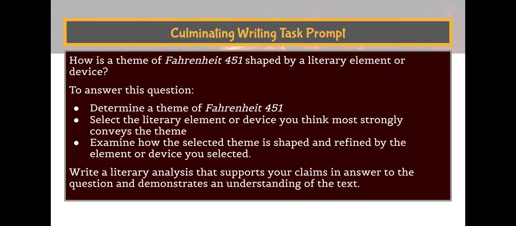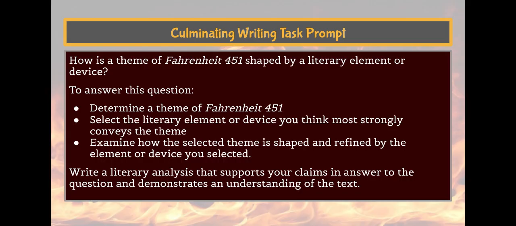Before we dive into this lesson, let's look at our culminating writing task prompt. How is a theme of Fahrenheit 451 shaped by a literary element or device? To answer this question, you must first determine a theme of Fahrenheit 451. You will select the literary element or device you think most strongly conveys the theme. You will examine how the selected item is shaped and refined by the element or device you selected. You will write a literary analysis that supports your claims in answer to the question and demonstrates an understanding of the text.